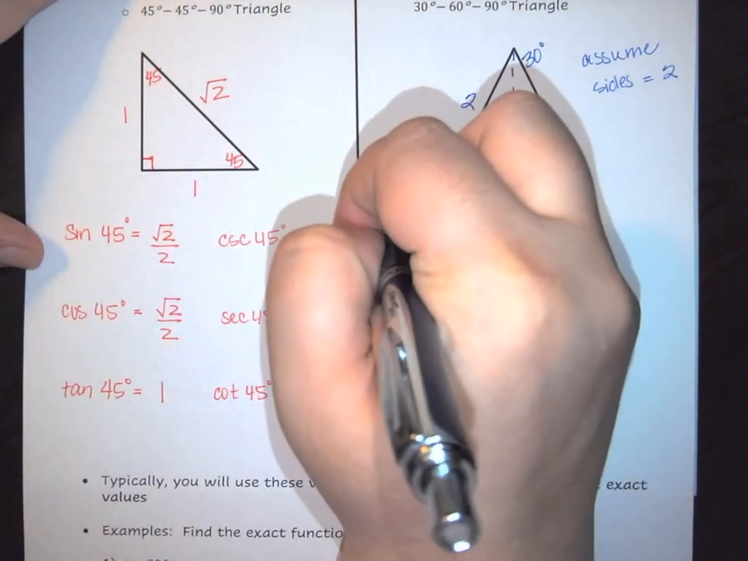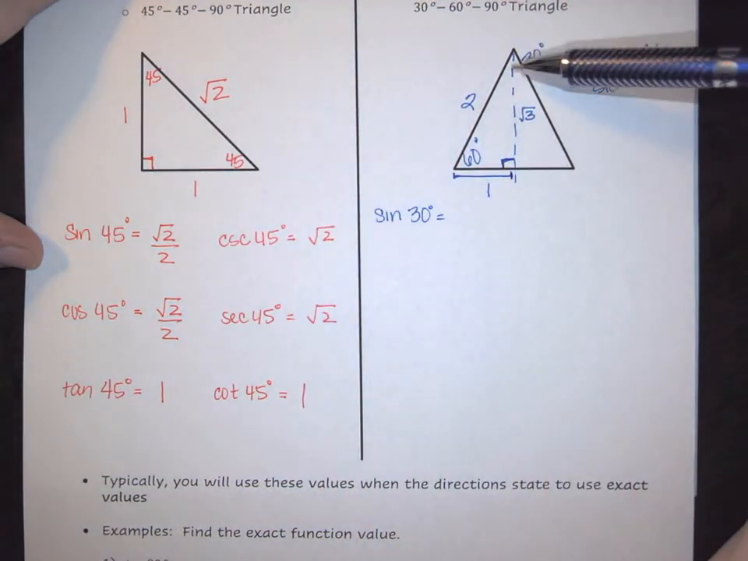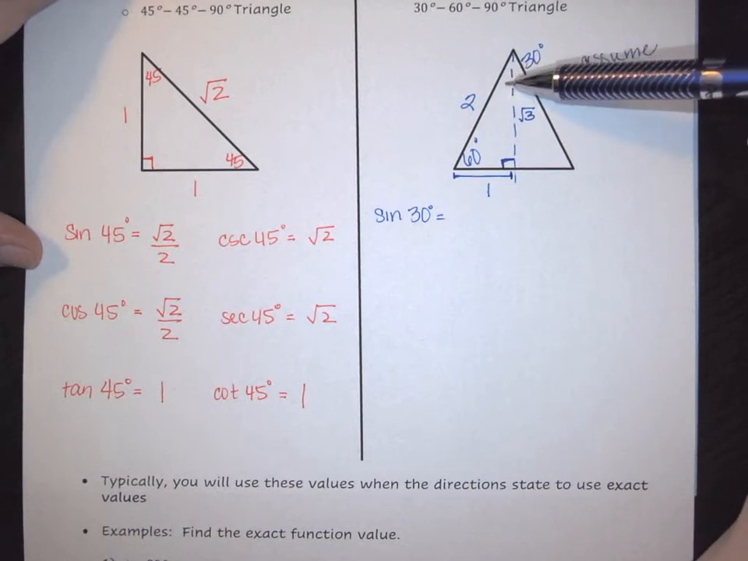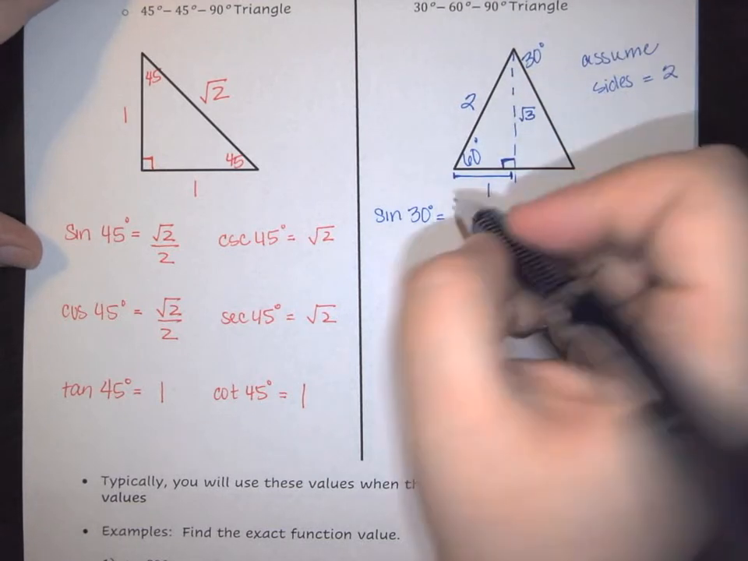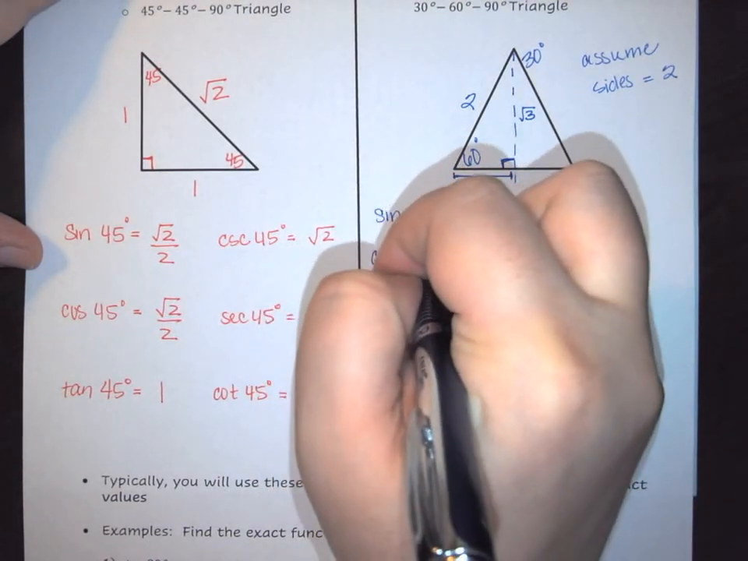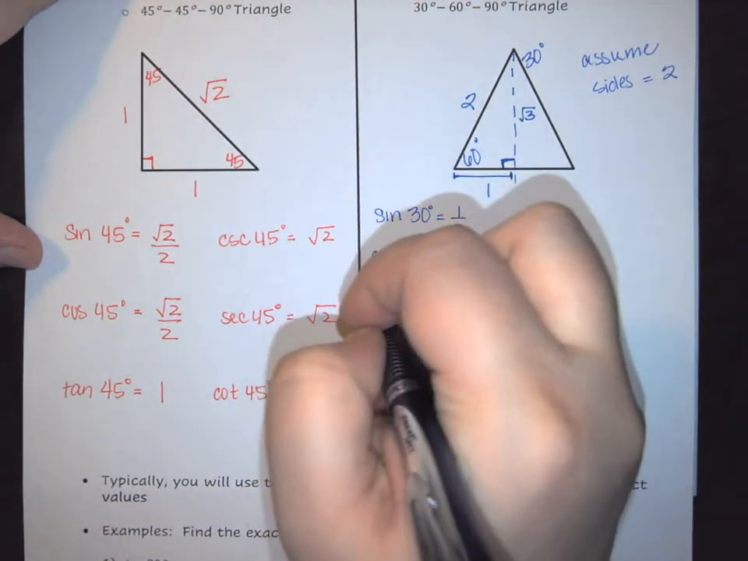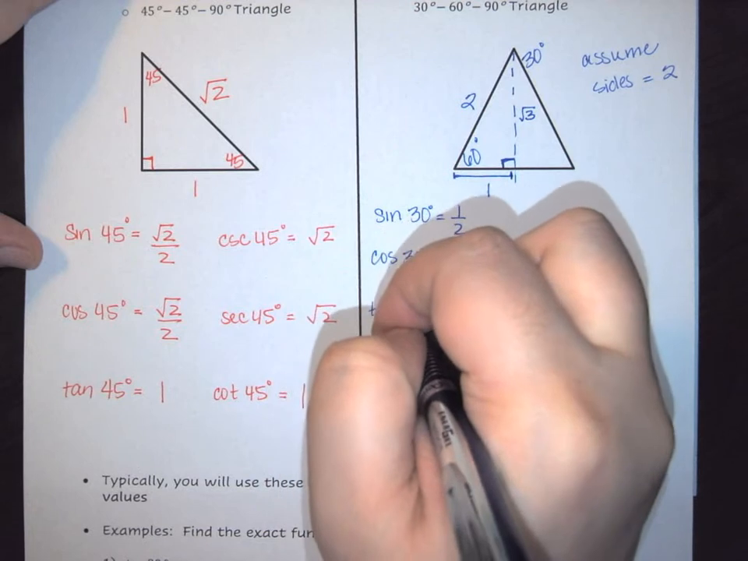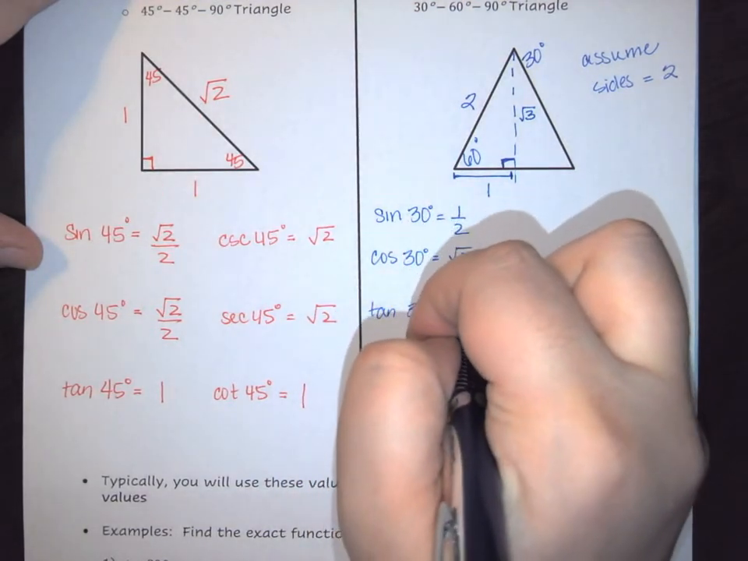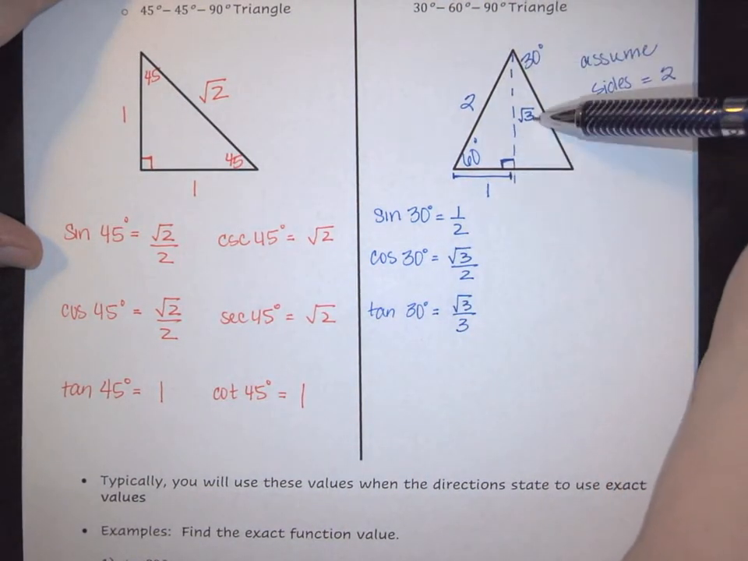Now with that, we can look at your trig functions. So let's start with the sine of 30 degrees. So if my 30 degrees is the little angle up here, sine is going to be opposite over hypotenuse. So this is going to be 1/2. My cosine of 30 degrees is going to be the square root of 3 over 2. My tangent of 30 degrees is going to be the square root of 3 over 3. Remember, tangent is opposite over adjacent.